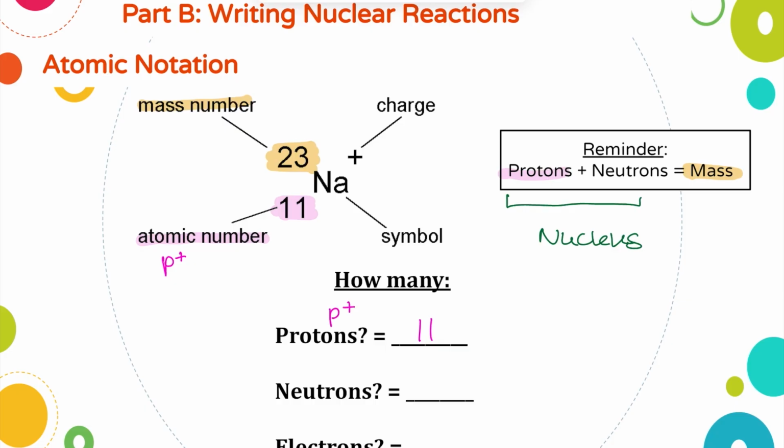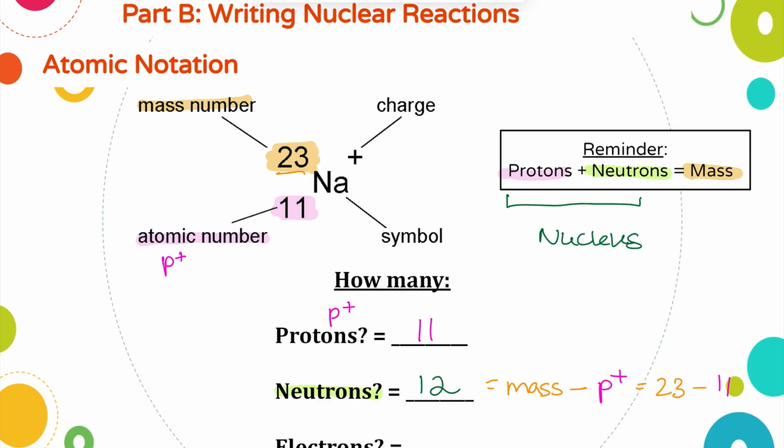How many neutrons do we have? We can figure out our neutrons by looking at protons plus neutrons equaling the mass. I know what my mass is, so I can do mass minus my protons, and that's going to tell me my neutrons. In this case, the mass is 23 for this specific isotope, minus 11. So this would be a sodium isotope with 12 neutrons.